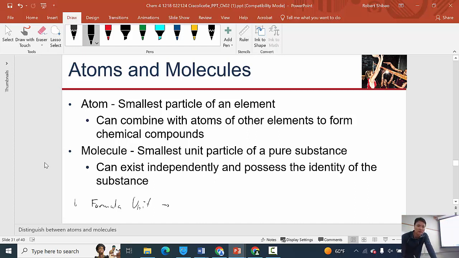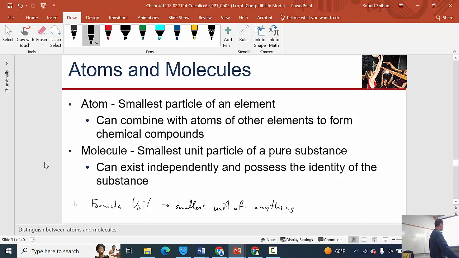Formula unit is the smallest unit of anything. And so we could use this. A formula unit of gold would be a gold atom. A formula unit of helium would be a helium atom. A formula unit of water would be an H2O molecule. A formula unit of salt would be 1 sodium and 1 chlorine, or 1 sodium chloride unit.